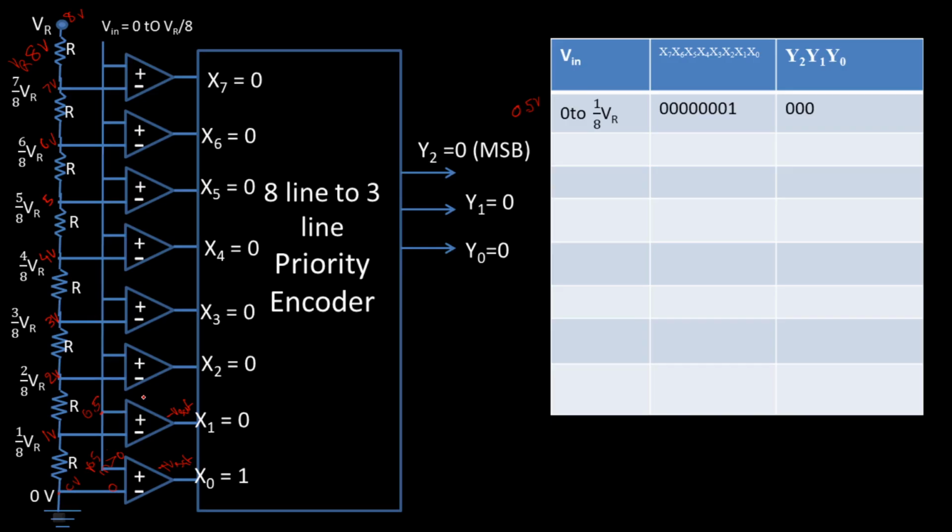Similarly, for the other op amps, the voltage at the positive terminal is less than the voltage at the negative terminal. In this example, it is 0.5 volts, and the voltage at the negative terminal is 2 volts. So the negative terminal voltage is greater than the positive terminal voltage, and it is also minus Vsat. Similarly, the outputs of the remaining op amps are zeros. So X0 is 1 and the remaining inputs are zeros, that is the least priority, and the output is 0 0 0.